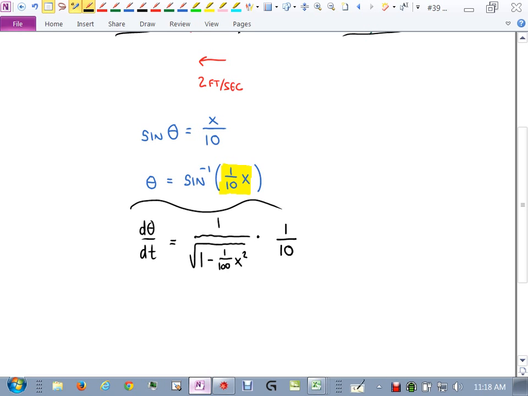And the great thing about the formula looking like this is that if we're given x, which we were, we can just plug it in now and we have d theta dt. We're not going to have to move things around and try and isolate things. I mean, we're ready to go. So just plug in 6 now.